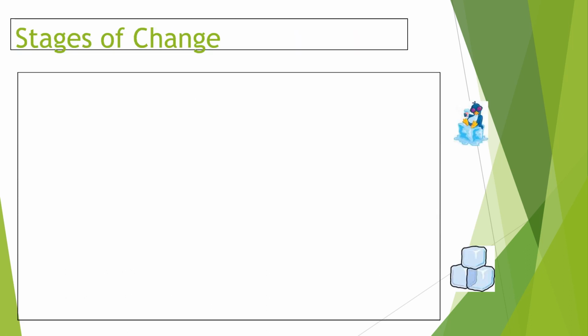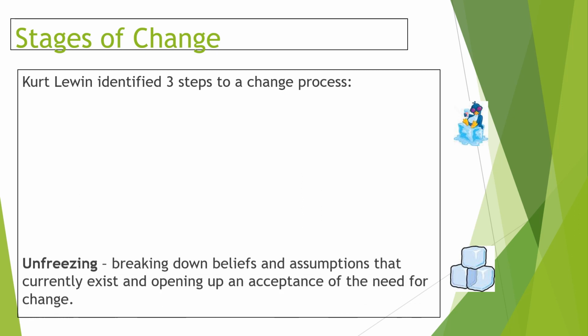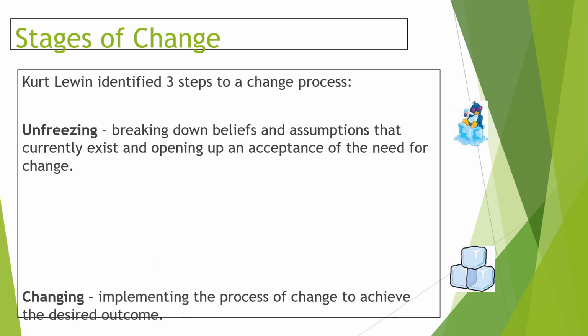Now we're going to look at the stages of change, and this is once again down to this guy called Kurt Lewin, who was very much into change, and he identified 3 stages in the change process. The first one is unfreezing, and that's when you are trying to break down beliefs and assumptions that currently exist. So for an organisation to be ready for change, you have to unfreeze. You have to break down anything that already exists in the organisation.